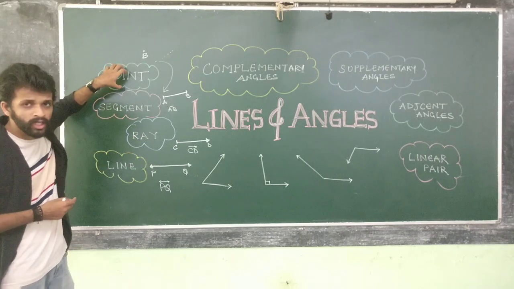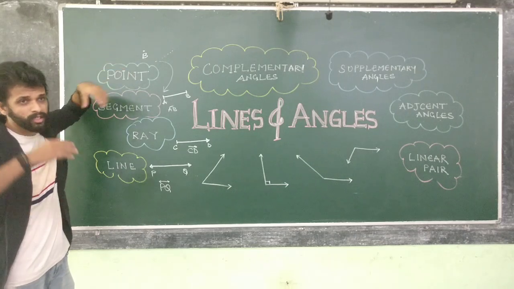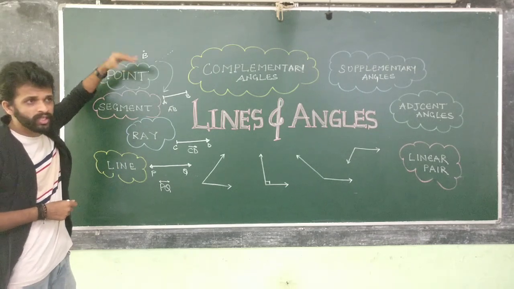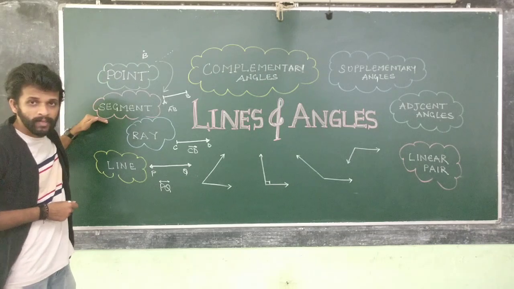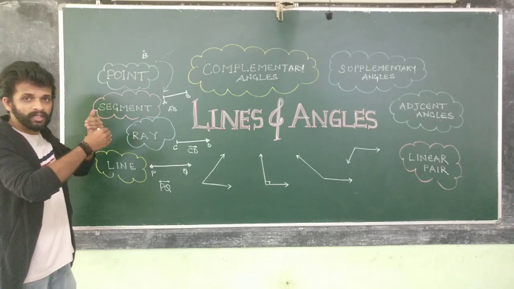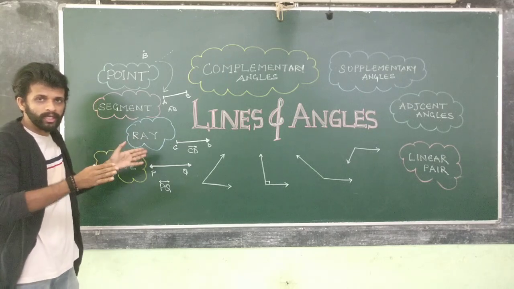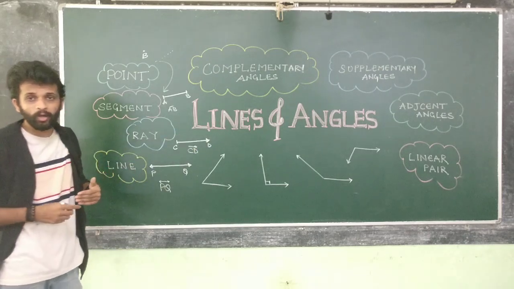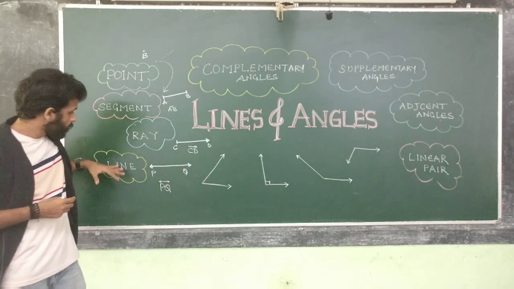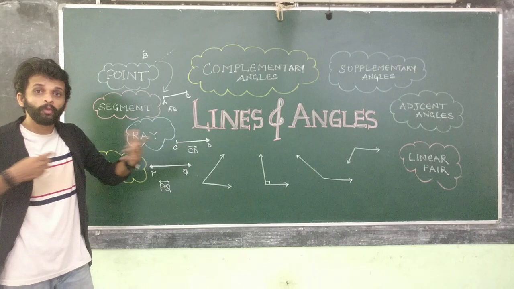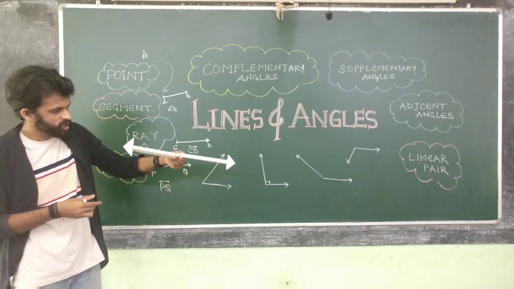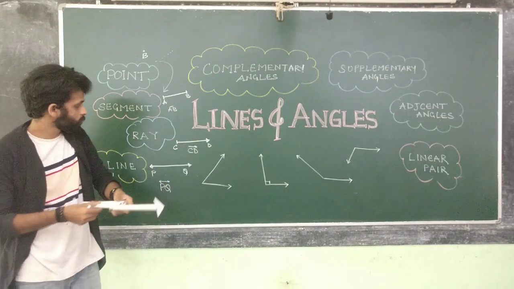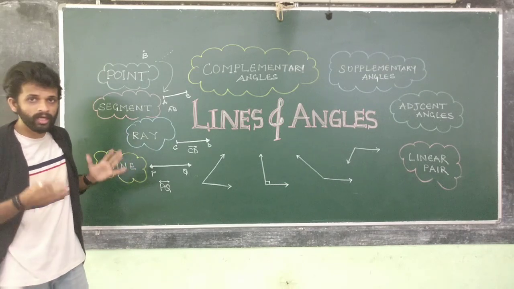So a point is just a dot. You can also call it a vertex. Just a dot, and you can give some letter to it. A segment has a starting point and an ending point, over. A ray has a starting point, does not have an ending point at all, so it can go on and on and on. A line also doesn't have an ending point on both sides, so this will be a line. This can extend on either side. So I hope this part is clear.